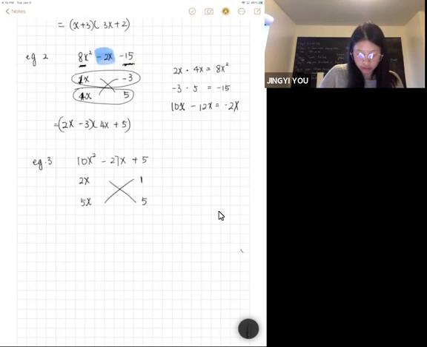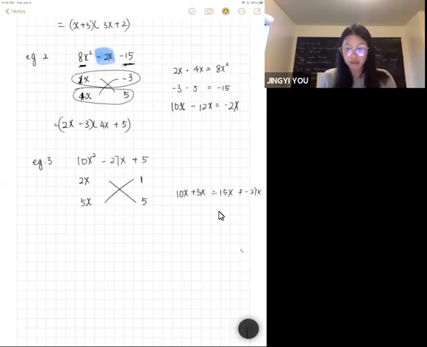So let's see. Cross multiply, you will have 10x plus 5x, which is equal to 15x, but not equal to negative 27x. This is so far away from negative 27. So that means we need to use another combination. However, for 10x squared, which two numbers multiply to equal 10? Could be 1 and what? 10. So let's try.